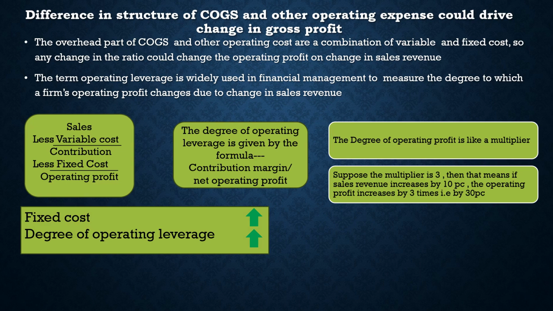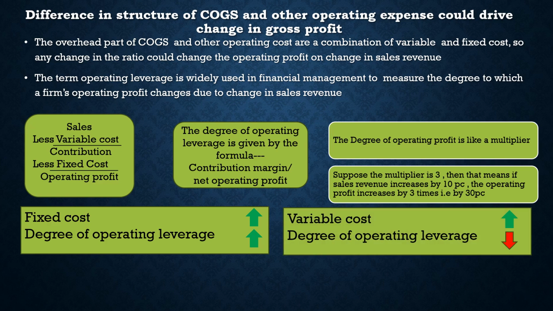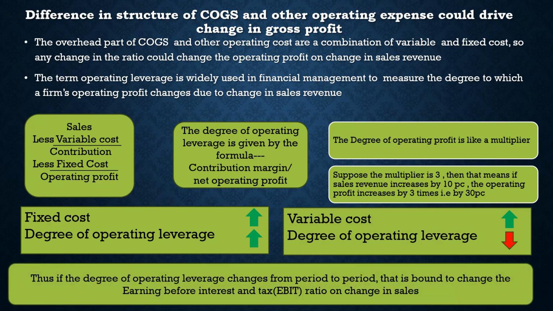If the fixed cost goes up, then the degree of operating leverage also goes up. If the variable cost goes up, then the degree of operating leverage goes down. Thus, if the degree of operating leverage changes from period to period, that is bound to change the earning before interest and tax ratio on change in sales.